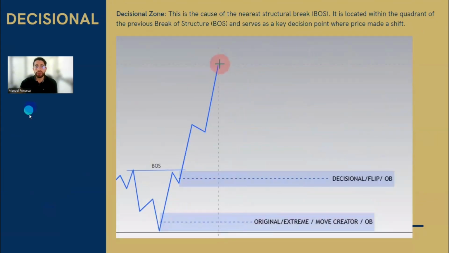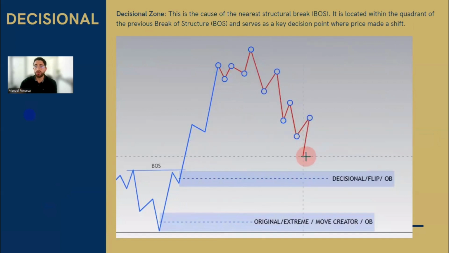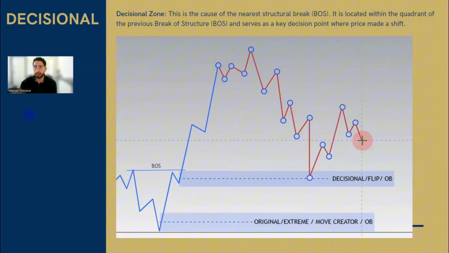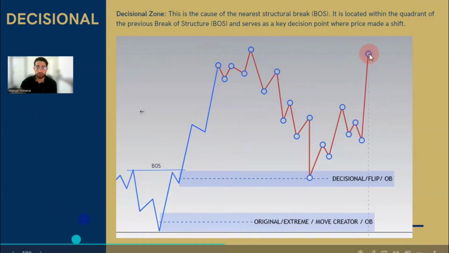All right, now here we have a decisional zone. So the decisional zone, this is the cause of the nearest structure break, BOS. Okay, it is located within the quadrant of the previous break of the structure BOS and serves as a key decision point where the price made a shift. Okay, in other words, so look at the next.